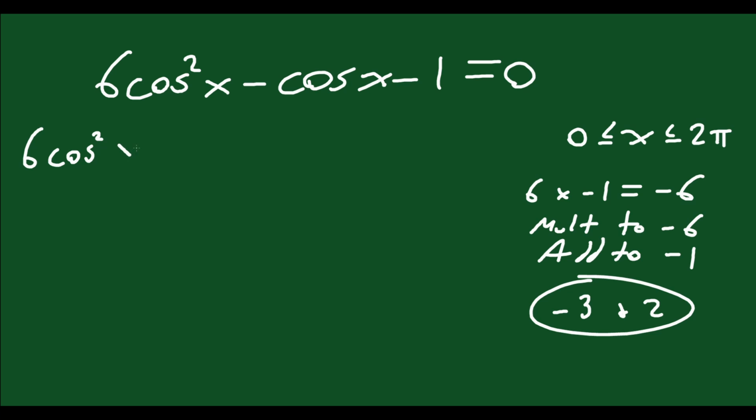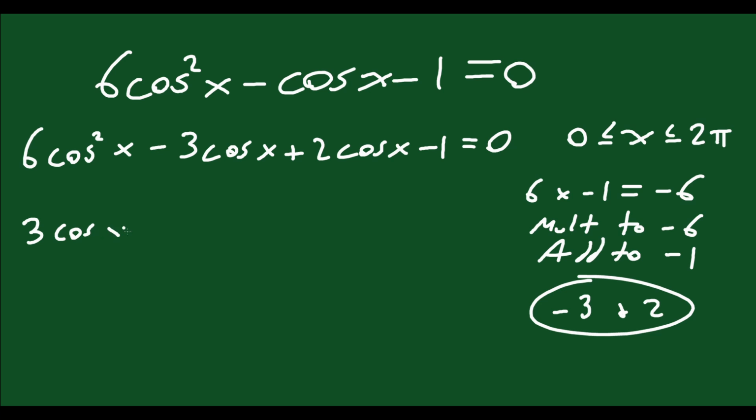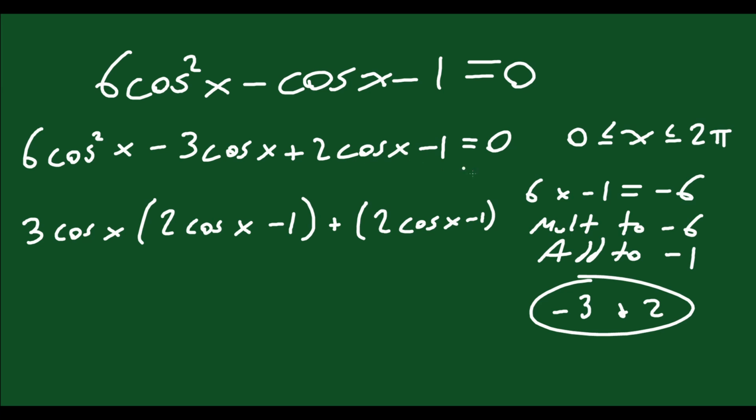6 cos squared x minus 3 cos x plus 2 cos x minus 1 equals 0. Common factor by grouping, right? Group the first two. You take out a 3 cos x, and you're left with 2 cos x minus 1. And then over here, you'll be left with 2 cos x minus 1 because there is no common factor, and that's equal to 0.